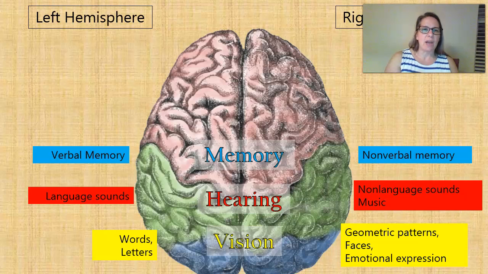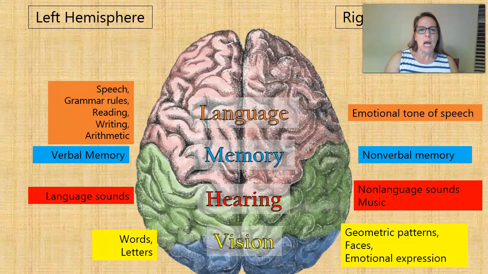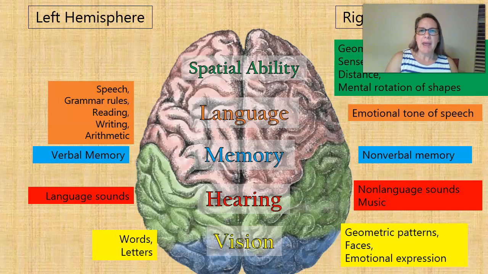In our memory, our left hemisphere is in charge of verbal memory, where our right hemisphere is in charge of non-verbal memory. And then language: our left hemisphere handles speech, grammar rules, reading, writing, arithmetic, most of the aspects of language, where our right hemisphere really focuses on the emotional tone of speech. And then for spatial ability, in our right hemisphere we're looking at geometry, our sense of direction, distance, and mental rotation of shapes.